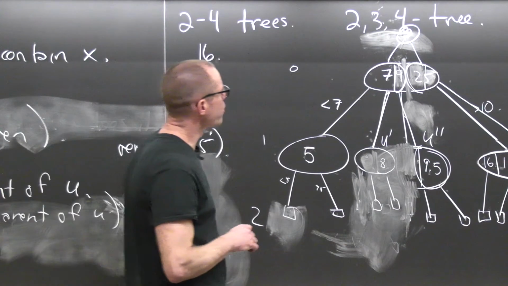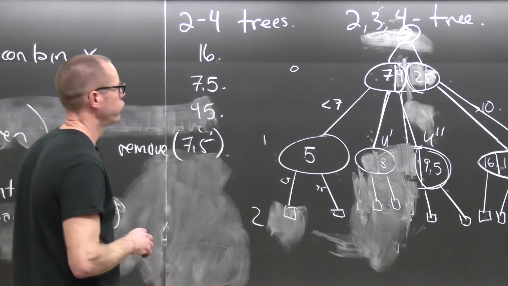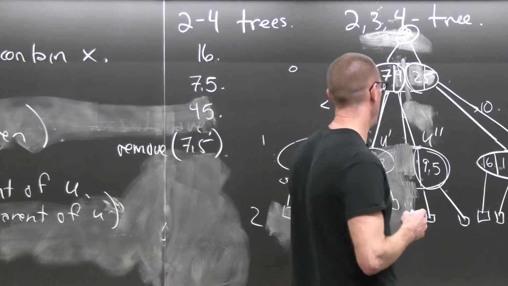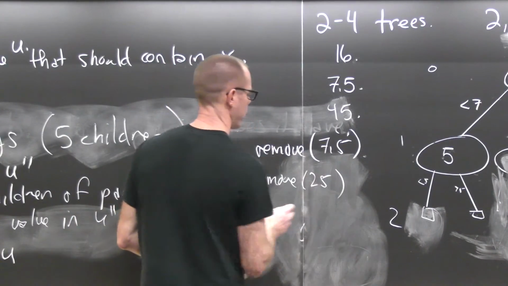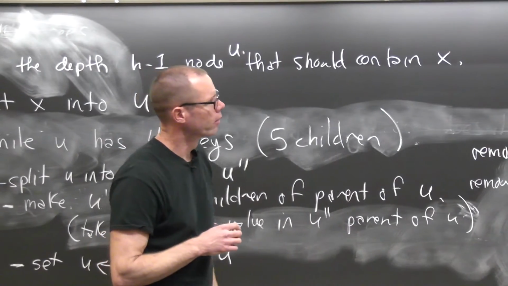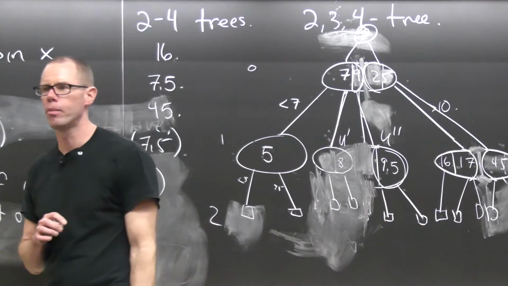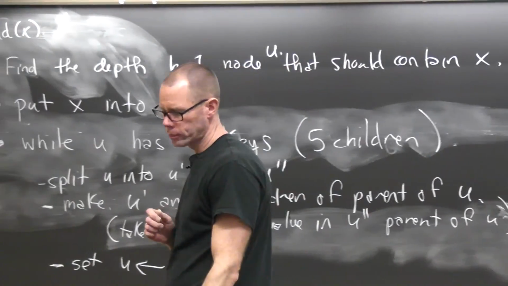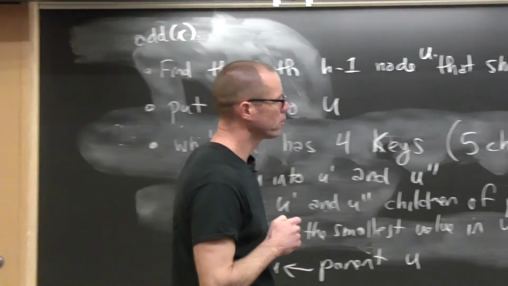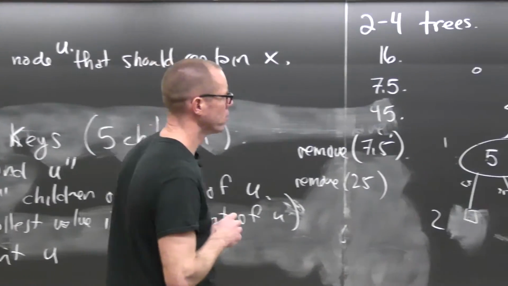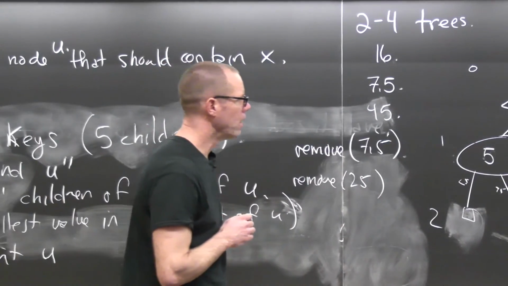Let's try a harder one. Let's remove 25. So here's 25. How do we remove that? Yep. Well, it's probably a lot more work. We noticed that 25 only had one key and two children. So we could just elevate 17 in this case and then all we have to do is remove one child and node within the four.